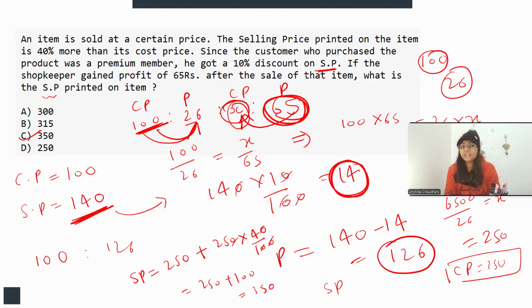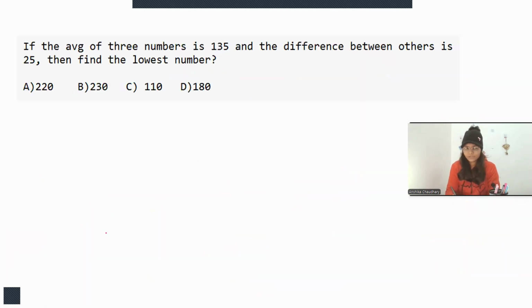That selling price was 40% extra, right? So CP plus 40% of CP. So it would be 350, that will be the answer. I hope it is clear to you. Let's move on to the next question.